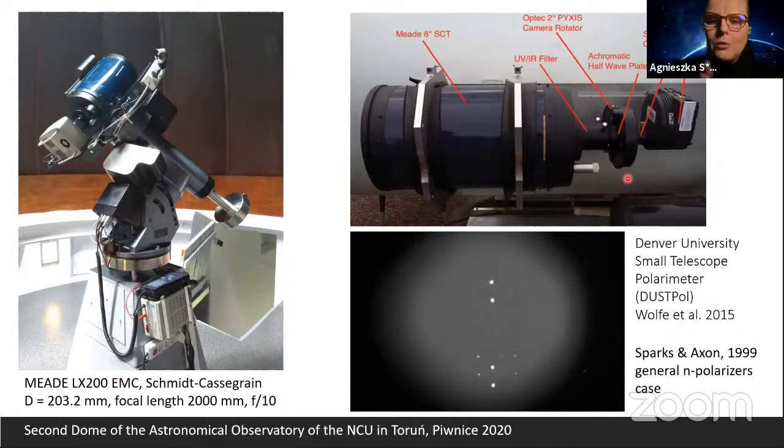We can optimize for the blue and red part, so it can be UBV or VRI. Moreover, if you change the half-wave plate to a quarter-wave plate, you will be able to measure not only the linear polarization but also the circular polarization. So in principle, I hope that this year we will be able to measure linear and circular polarization through V, B, R and I.